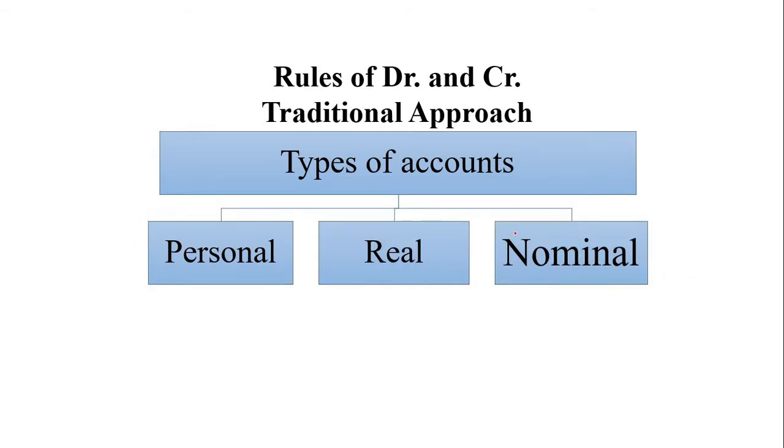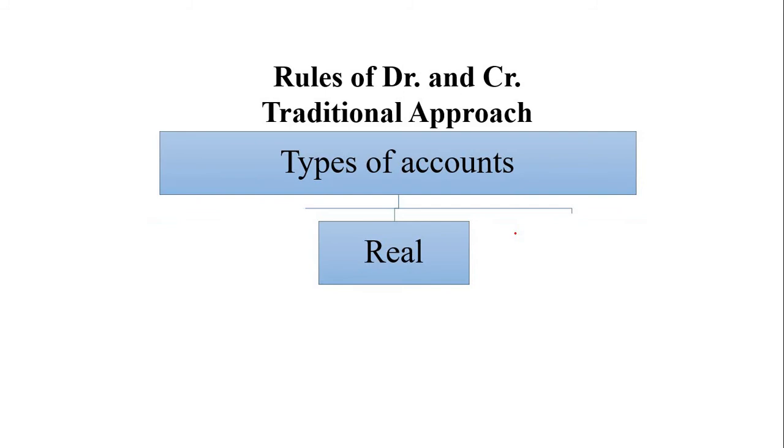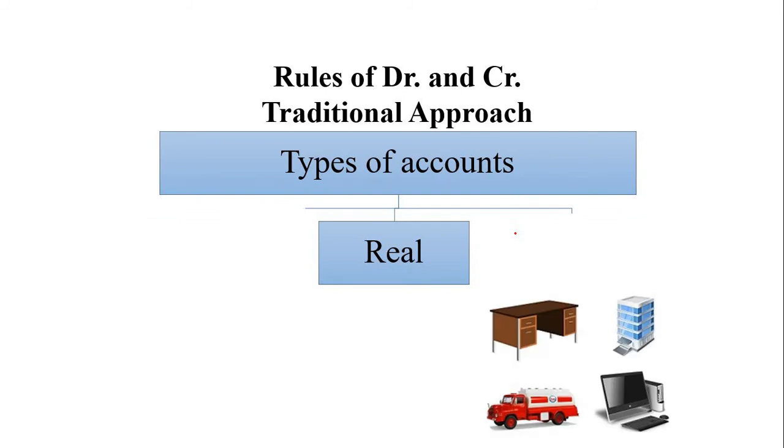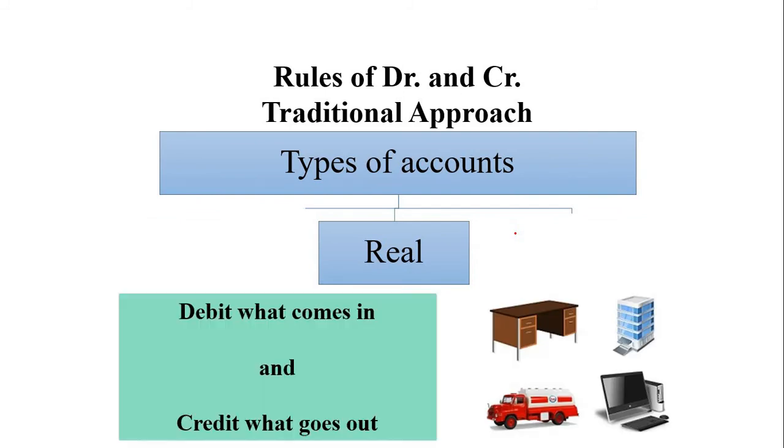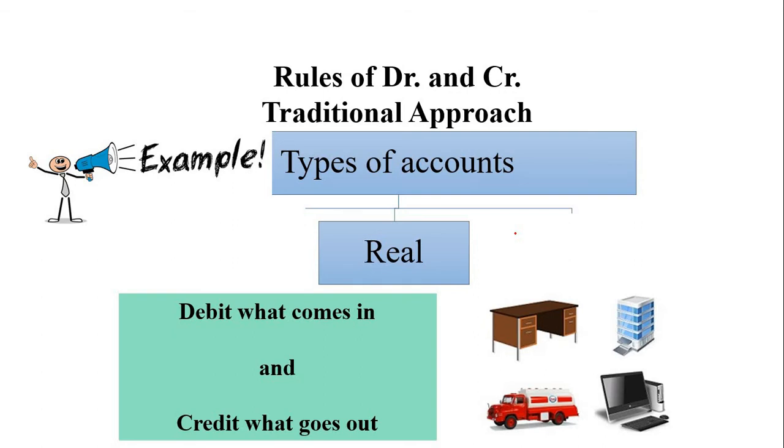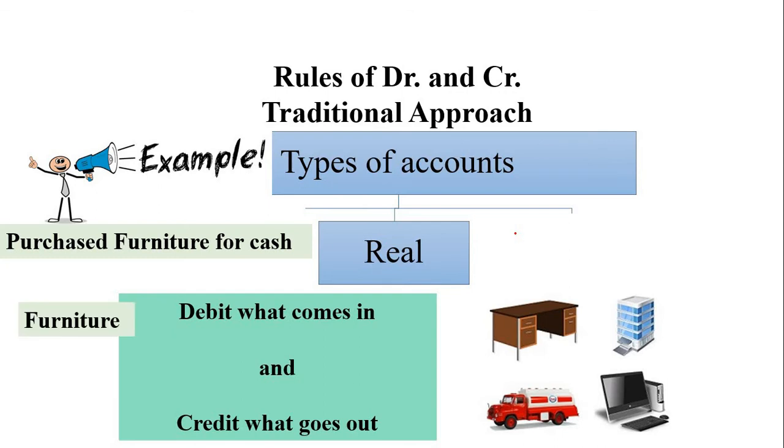Now coming to rule of debit and credit for real account. Real account you know relates to all your assets. So the rule is debit what comes in and credit what goes out. For example, purchased furniture for cash. So here furniture is coming in your business, so furniture account will be debited, and cash is going out of your business, so cash account is credited.